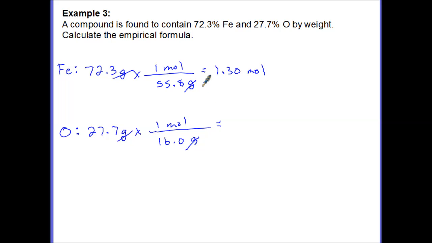I'm apologizing for my writing. It looks so wiggly today. I'm not sure what's going on with that.